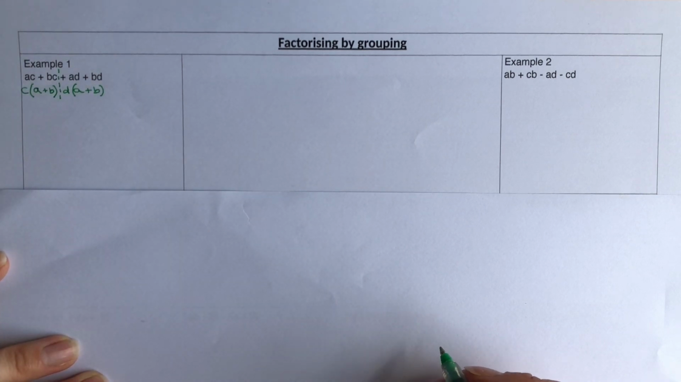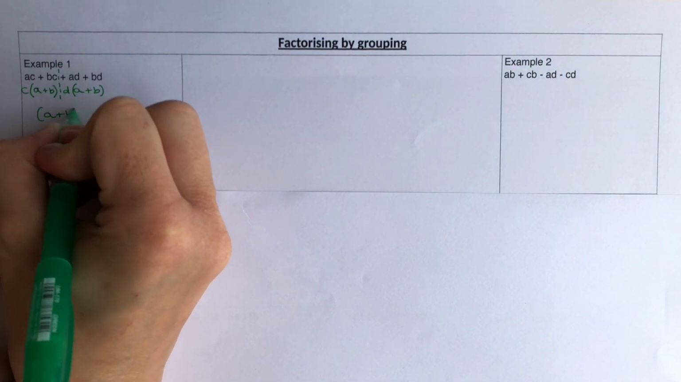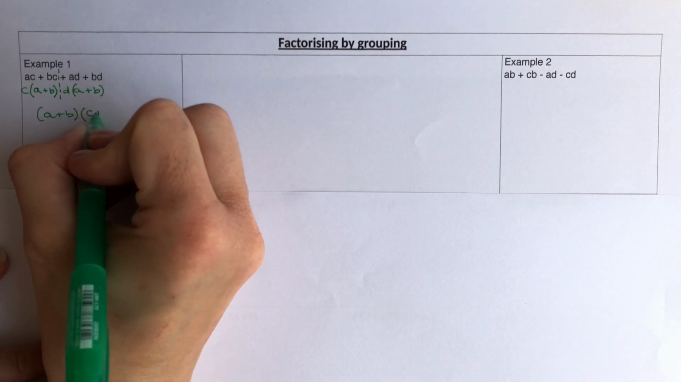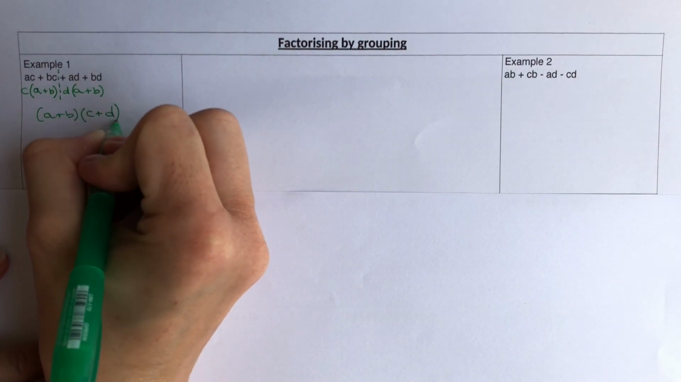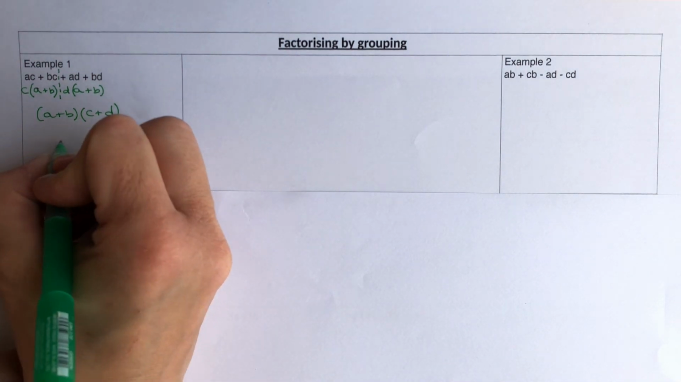Now what you do to get your final answer is one bracket is what was identical and the other bracket is made up of what was at the front. And that has been factorised by grouping. And let's double check to see if that works.